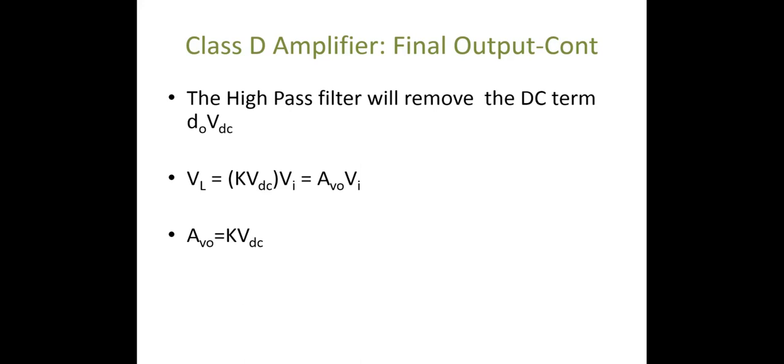So now we can see that the voltage at the load will be directly proportional to the input voltage Vi, with the gain AV naught equal to K times VDC, where K is the constant which appears in the equation for the duty cycle that we discussed earlier.